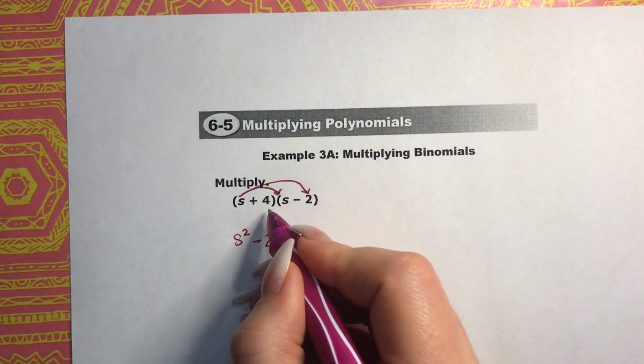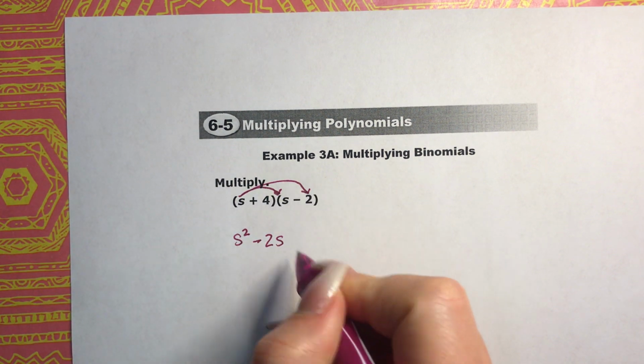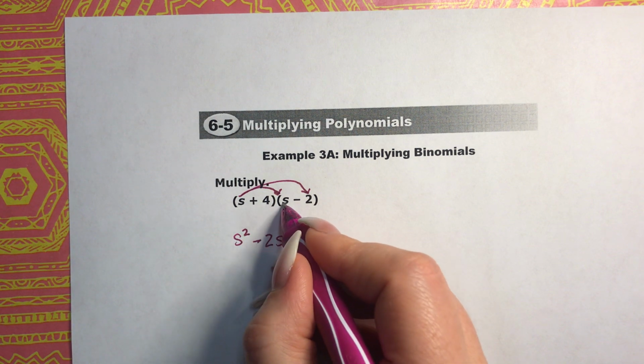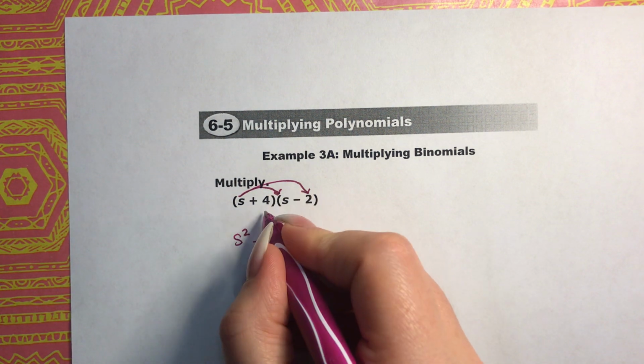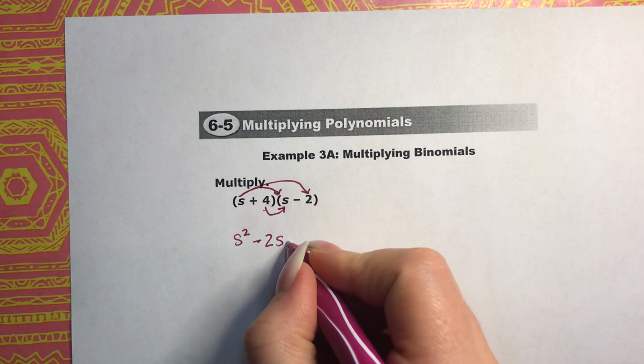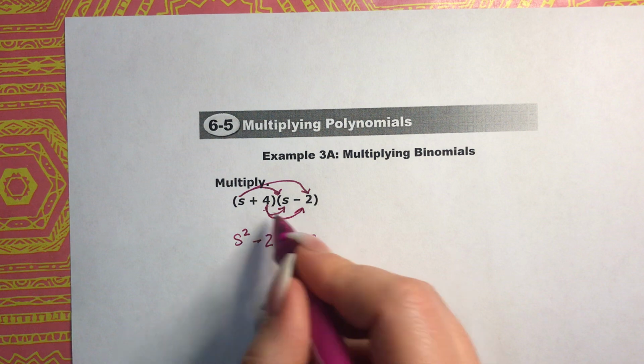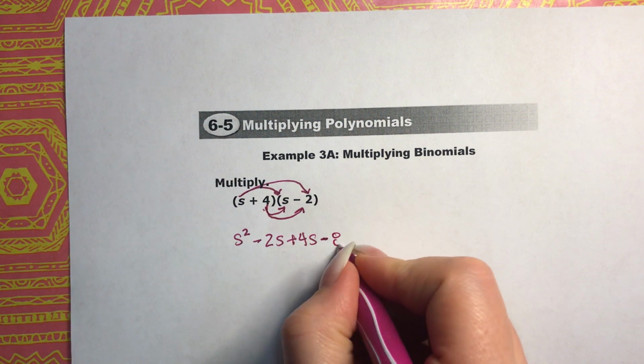S times negative 2 is negative 2s. And now we're going to do the inside, this 4. We've distributed the s to both. Now we have to distribute the 4 to both. So this is going to be our inner and our last. So 4 times s is a positive 4s. And 4 times a negative 2 is a negative 8.